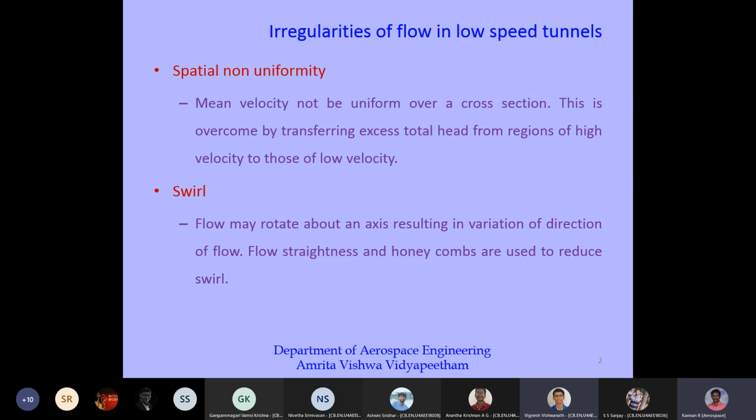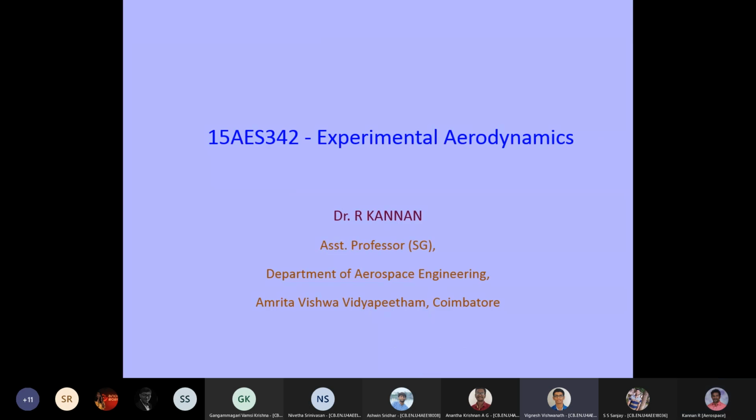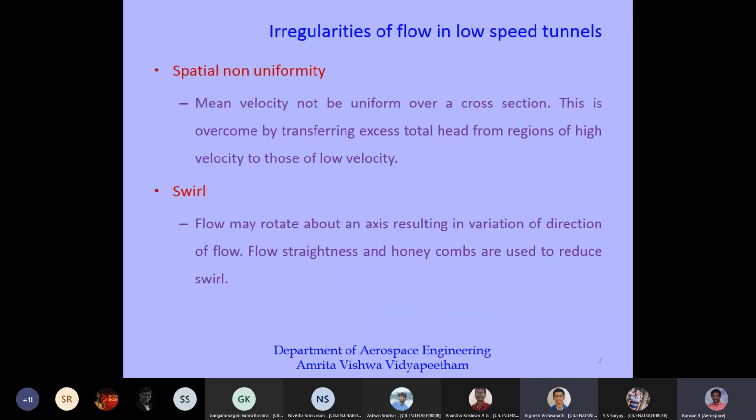Sir, we derived the pressure losses for different types of test sections. Different types of test section, or different types of cross sections? Why? What is the necessity in going for different types of cross sections?